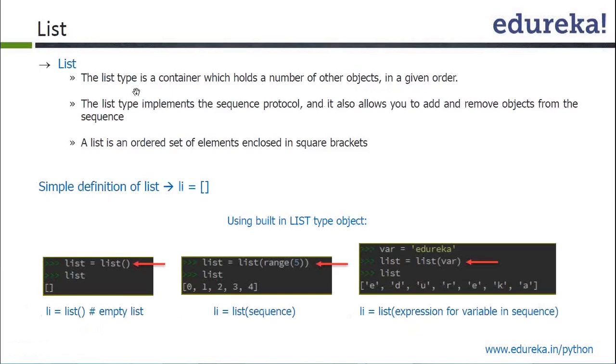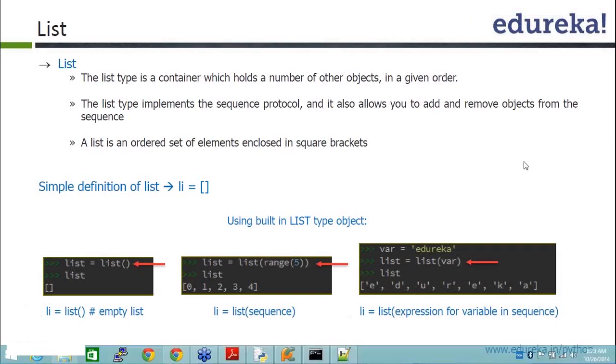Now you see here list. A list type is a container which holds a number of other objects in a given order. The list type implements the sequence protocol, and it allows you to add and remove objects from a sequence. A list is an ordered set of elements enclosed in square braces.